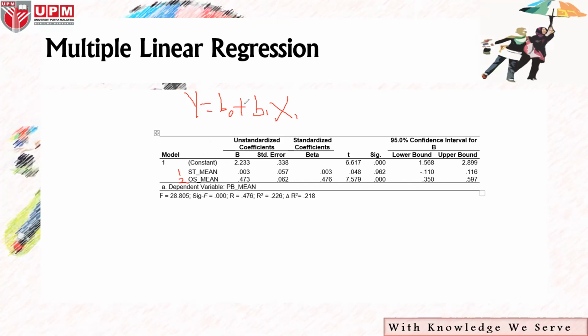So in my equation, I will add one more. Okay, plus b2x2. So B1 ni represent the ST mean, B2 represent the organizational support. Clear? Okay, now first you all draw je dulu you all punya general equation ni. Now, okay, based on the table ni, we want to know either our model is significant or not.